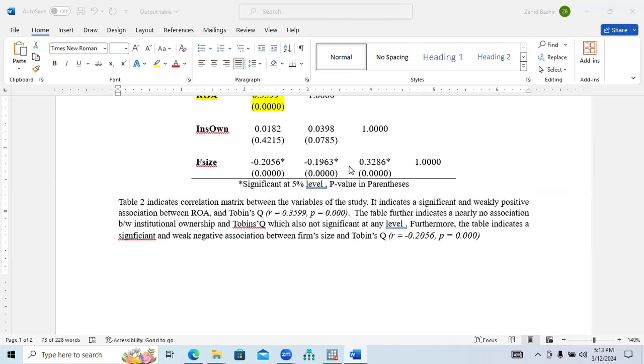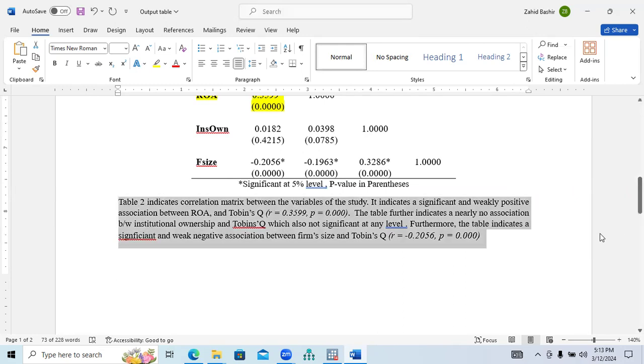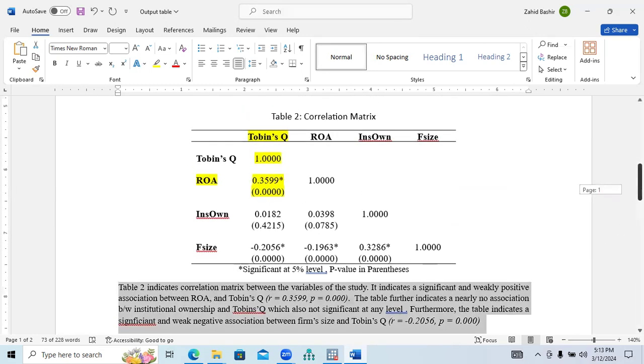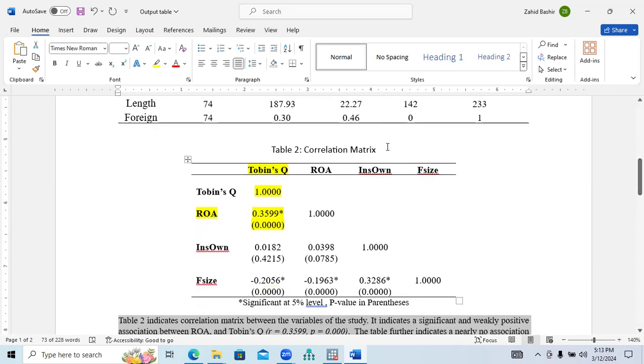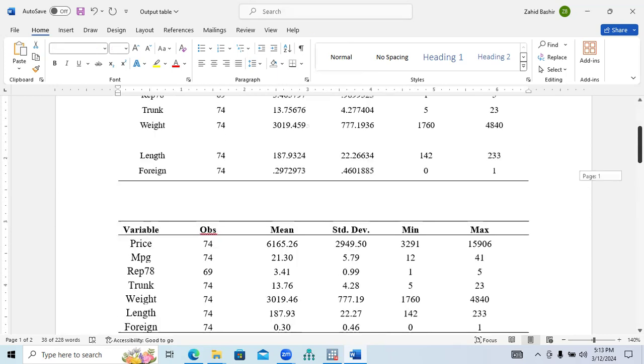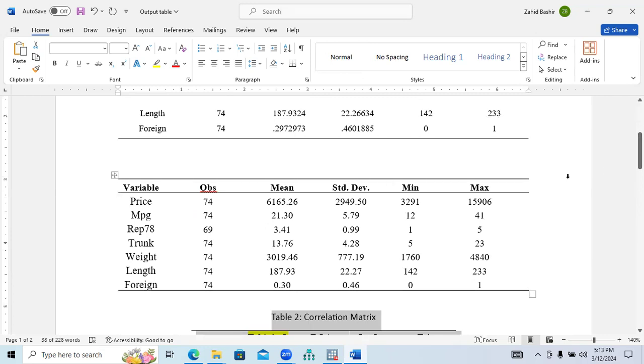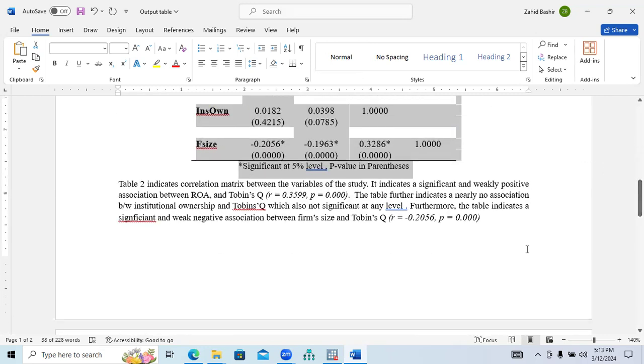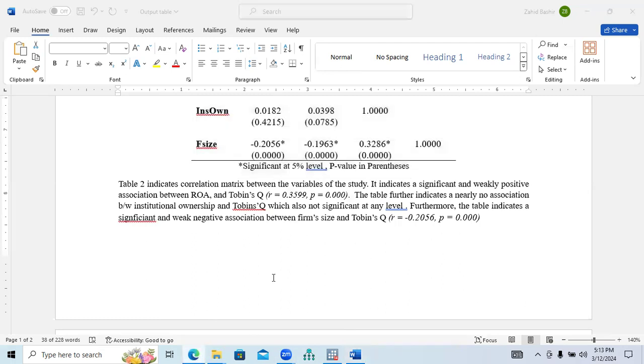This is how we can interpret the correlation, and this is how we can create the output of our correlation matrix. Whenever you need a publishable document or an article for publication, always remember that articles want an APA style of correlation matrix or other tables too. So next we need to proceed further.